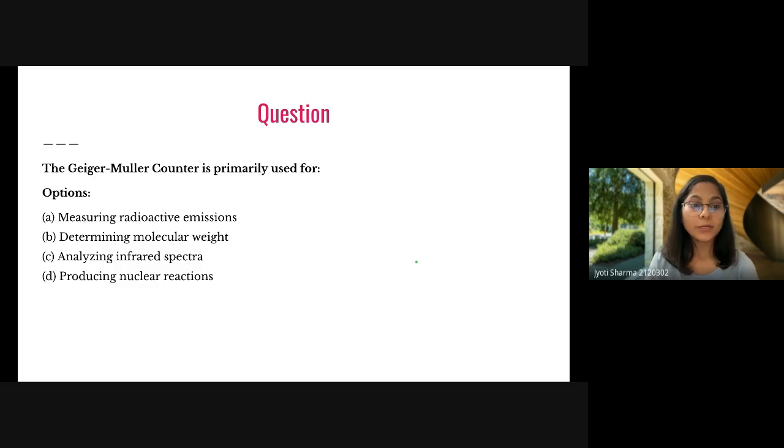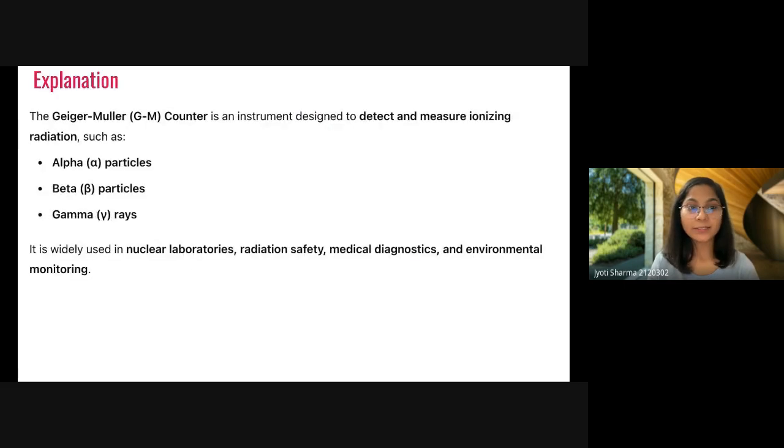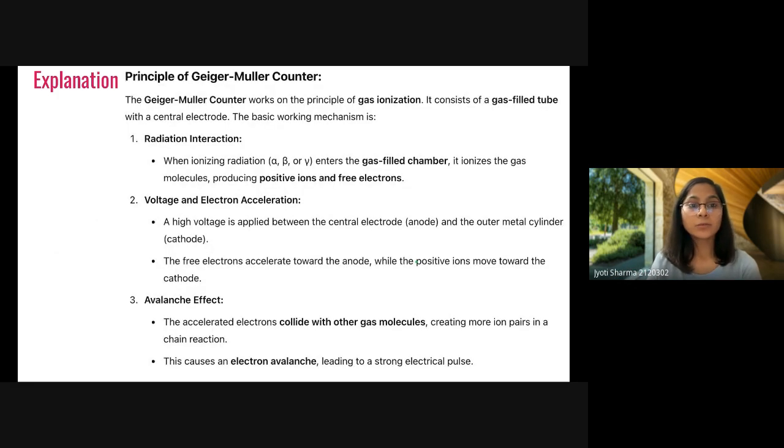Okay, so here the answer is, because we are talking about radioactivity only, this method is used to determine the radioactive emission, and that's why A is the right answer. I also have the explanation for this. So this is an instrument designed to detect and measure ionizing radiation, and this ionizing radiation can be alpha, can be beta, and can be gamma, and the principle is also given here. So we do have the radiation interaction here.